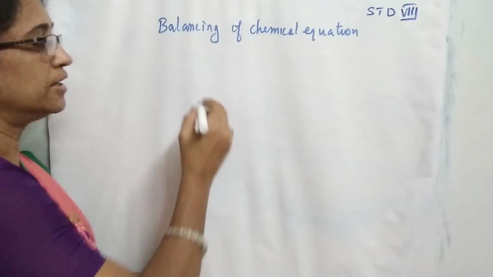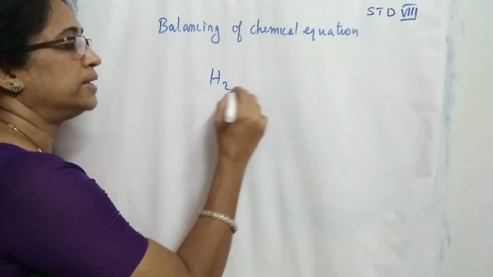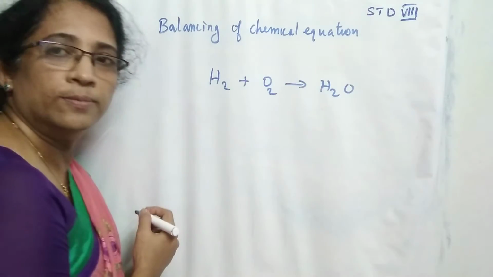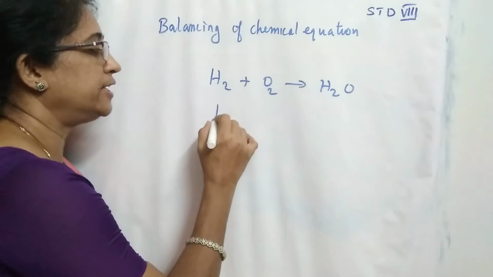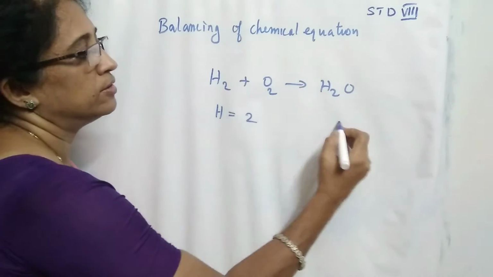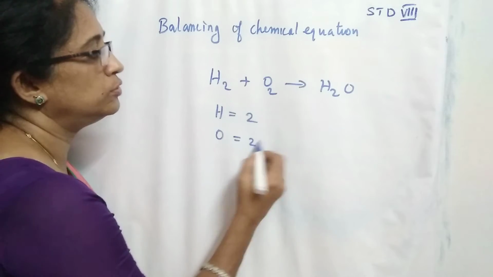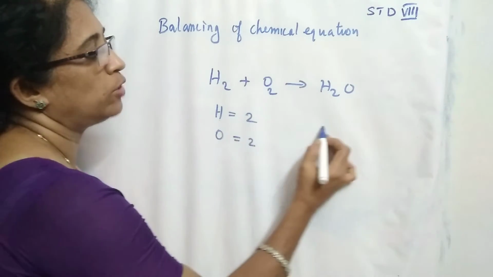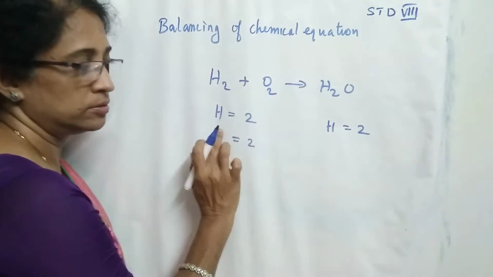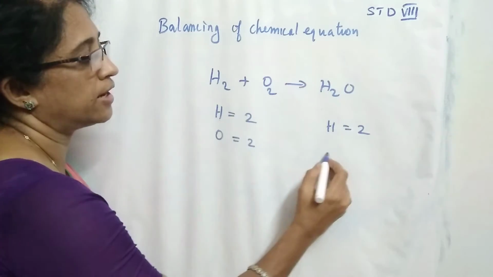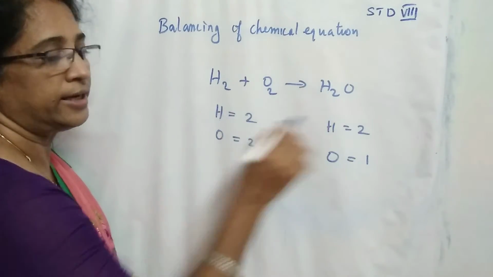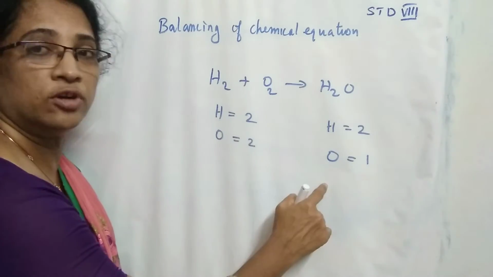Next question. H2 plus O2 gives H2O. A simple equation. Write the number of atoms of hydrogen on the reactant side: 2. Oxygen is equal to 2. On the right side, the number of hydrogen is equal to 2. Then write oxygen, next element, oxygen 1. So, hydrogen atoms are already balanced, now oxygen is not balanced.